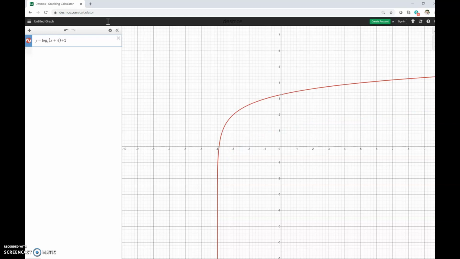And it graphs it. Now this is great, but we need some points. How do we get some points? So click on this little settings wheel, and then this table is an option. So you can click that button and look at that table. And it shows a few points.